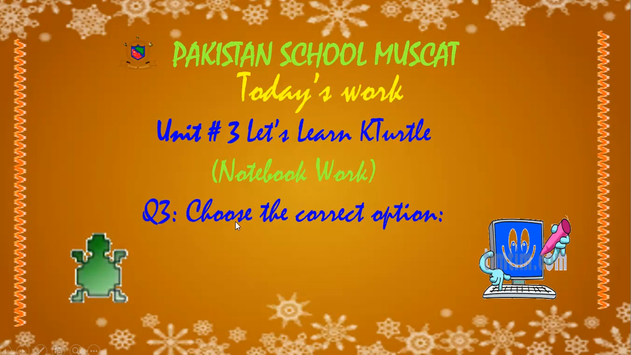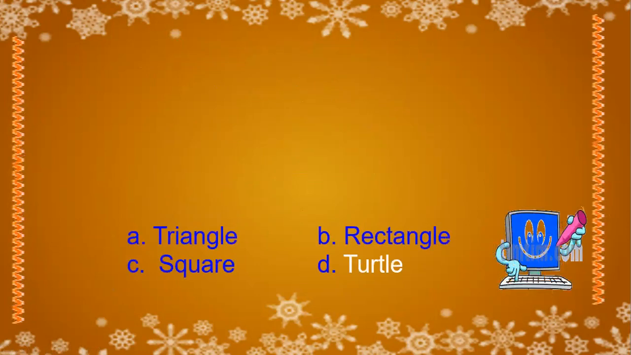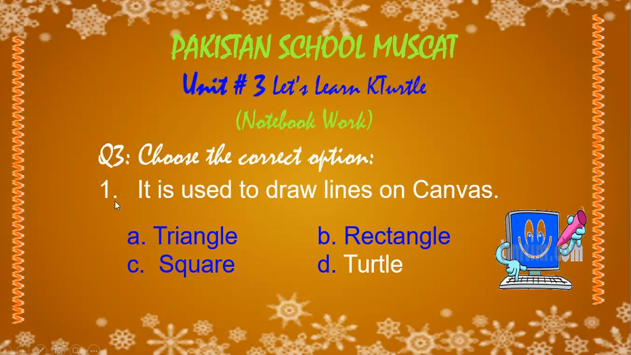Question number 3, choose the correct option. You need to write them in your notebook. So we move on to today's work. Here we have the first question: it is used to draw lines on canvas. We have the options: triangle, rectangle, square, and the last one, which I have highlighted with another color, white. Yes, that's the correct option, turtle. So, turtle is used to draw lines on canvas.